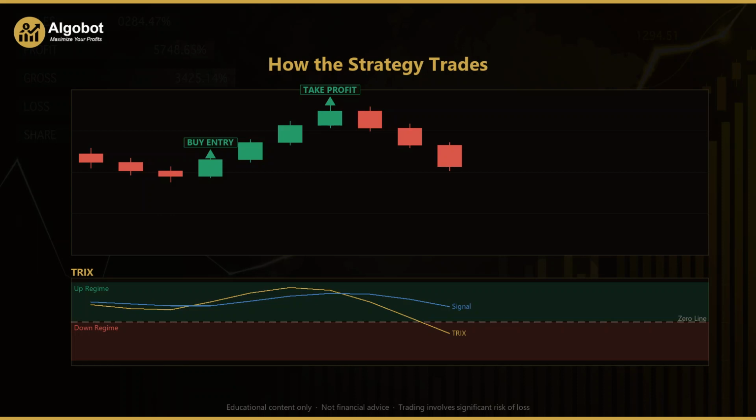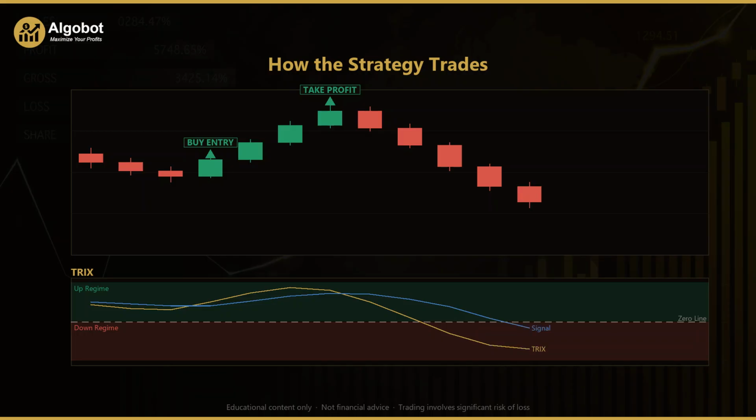Price simply advances, candle after candle, until it reaches the take profit target and the long position is closed for a completed move. Remember, the reward to risk on this trade is 1.6 to 1, meaning the target sits 1.6 times further from entry than the stop.